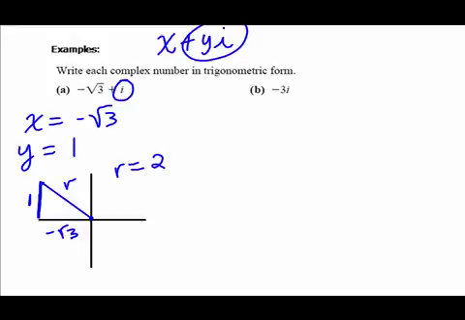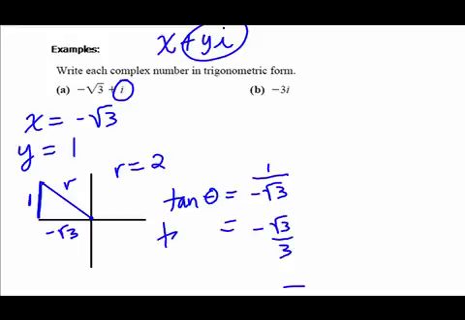There's two things I need, right, for the polar form. I need r, got it. And what else do I need? Theta. And I know that the tangent of this angle theta is y over x. 1 over negative root 3, which if you were to rationalize that is negative root 3 over 3. Does anybody remember the reference angle that has a tangent of root 3 over 3? 30 degrees. Is that a good guess? Yeah. So quadrant 2, 30 degree reference angle. The angle I'm after would be 150 degrees.